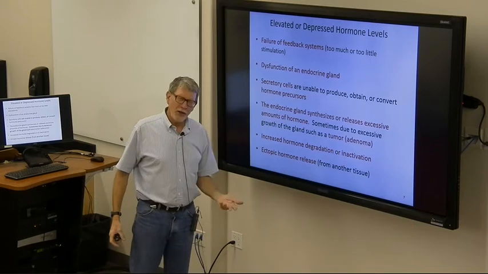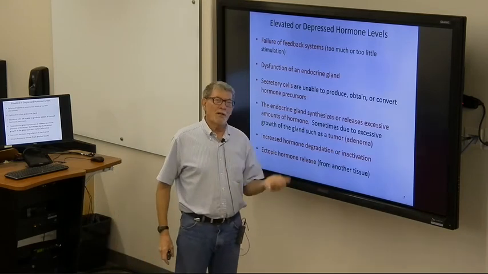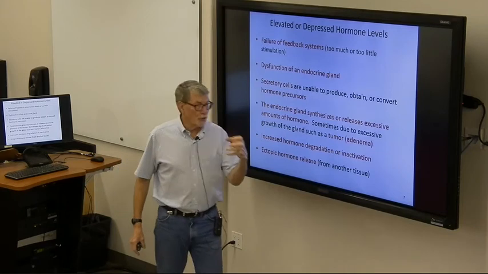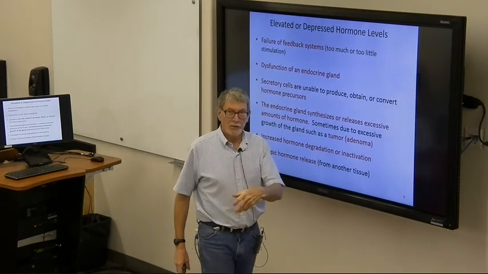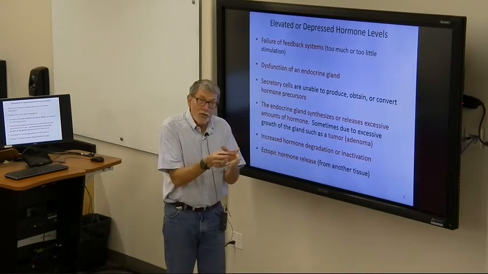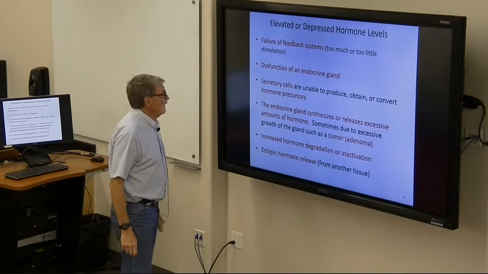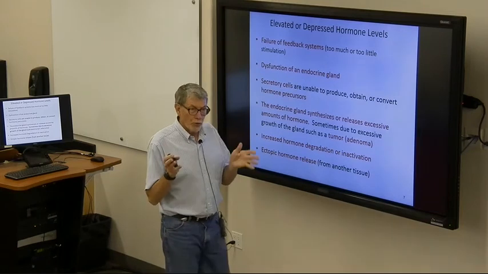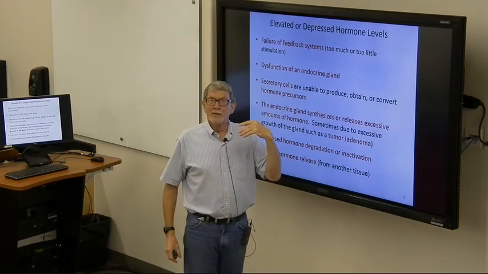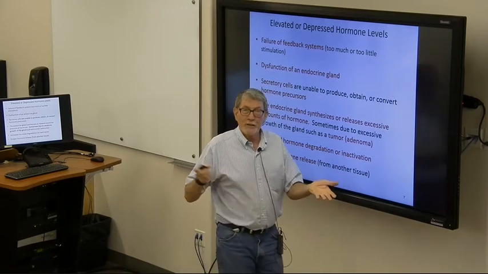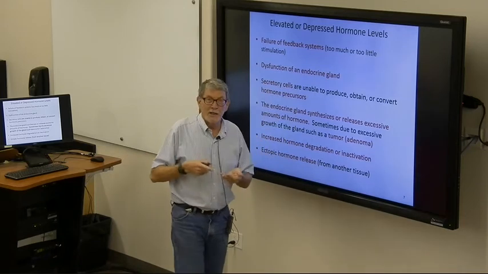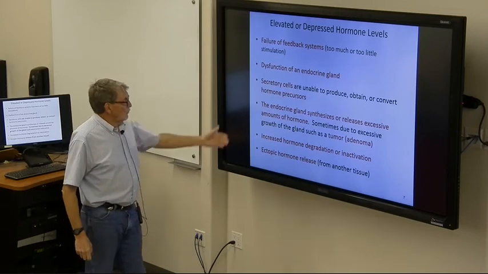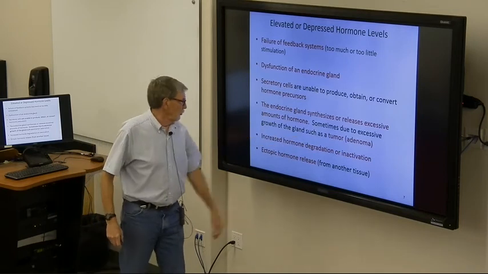Dysfunction of the gland itself. It can have been damaged by disease, by infection, by an infarct that blocks blood flow to it. It can have an overgrowth, a tumor, an adenoma, means a gland tumor. And so it has too many cells making too much stuff. The secretory cells may not be able to produce or obtain the precursors for that hormone. Thyroid hormone needs tyrosine and iodine. If you don't have enough tyrosine, you don't have enough iodine, or you can't take it in, maybe you just can't make the hormone that way. Maybe too much, a tumor, an adenoma.